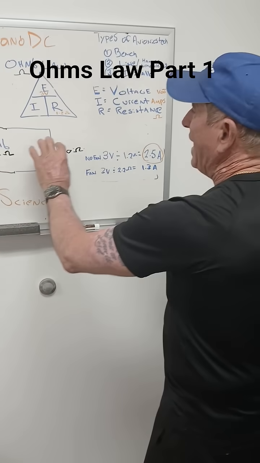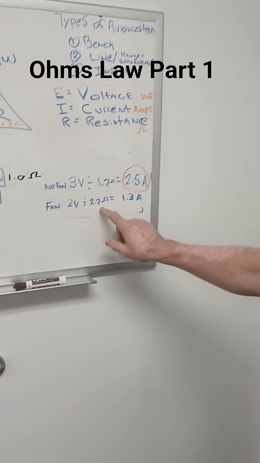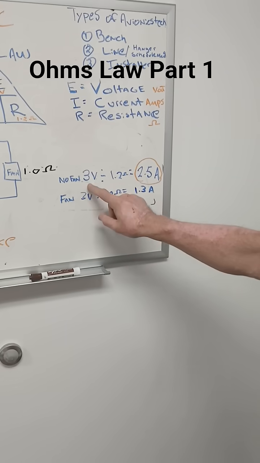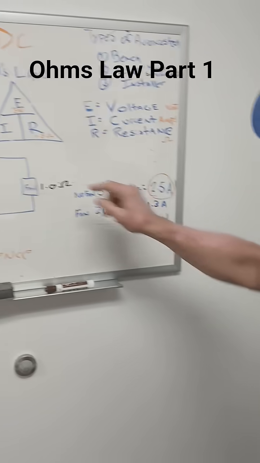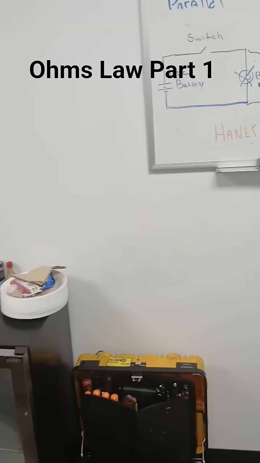But what happens when you add the fan to the circuit? You get less amperage because you're increasing the resistance. So again, 3 volts, 1.2, you plug it in, and the result goes over here in current. Come over here real quick so we can do this demonstration.